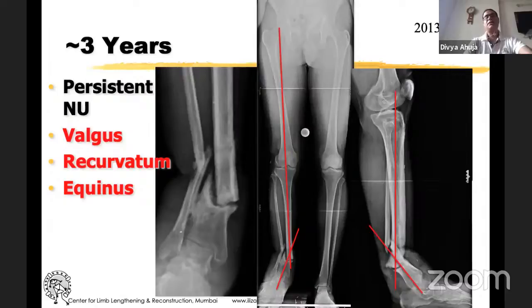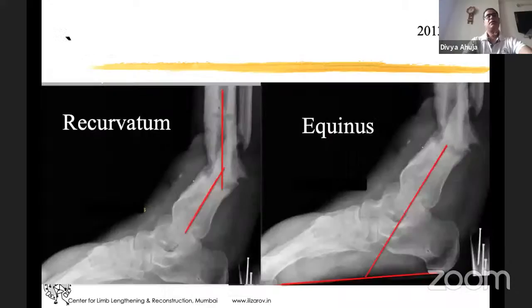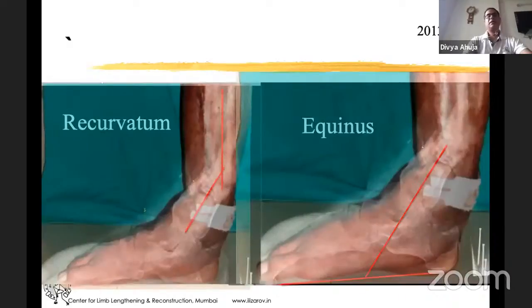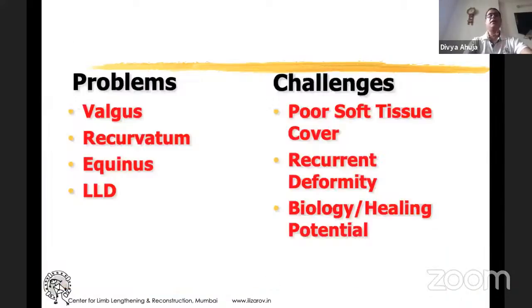So around at 3 years now, that's the recurvatum on the left side and the equinus on the right side, which is the relative position of the foot to the distal fragment. So with this overlapped view of the clinical pic, the foot is plantigrade, but you don't really make out the equinus and recurvatum clinically. So now he has all problems. Valgus, recurvatum, the equinus continues. Now there's LLD as well. Initially he was around 1.2. Now he's around 2.5. And poor soft tissue cover, the deformities come back, biology questionable. So what next?